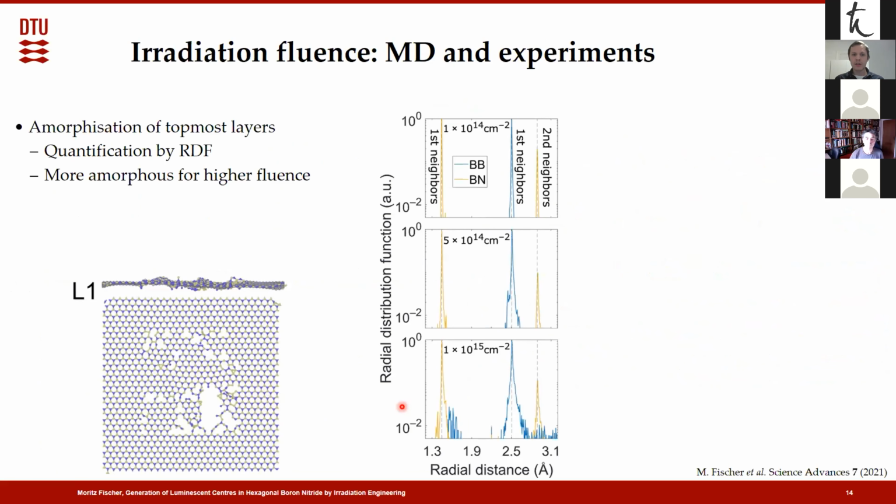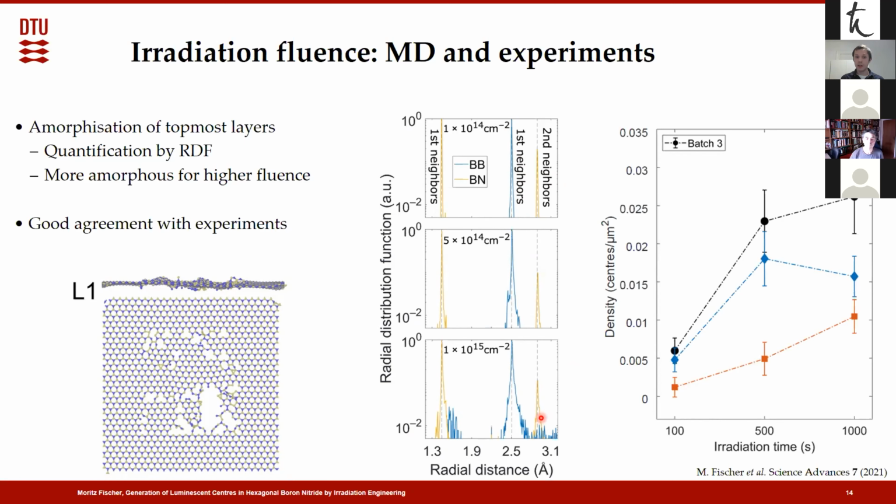And this can be quantified by the so-called radial distribution function. And just to introduce you quickly to this, the radial distribution function gives you the atom distance. So for a monocrystalline material, this is just delta peaks because the atom-to-atom distance is always the same. However, after irradiation, for instance, when we focus on the boron-boron distance here, we get a peak with a finite width telling you that there's a certain amorphization going on. And this amorphization is increasing from top to bottom here when we increase the fluence. And that means that the higher the fluence, the more amorphous our topmost HBN layers are.